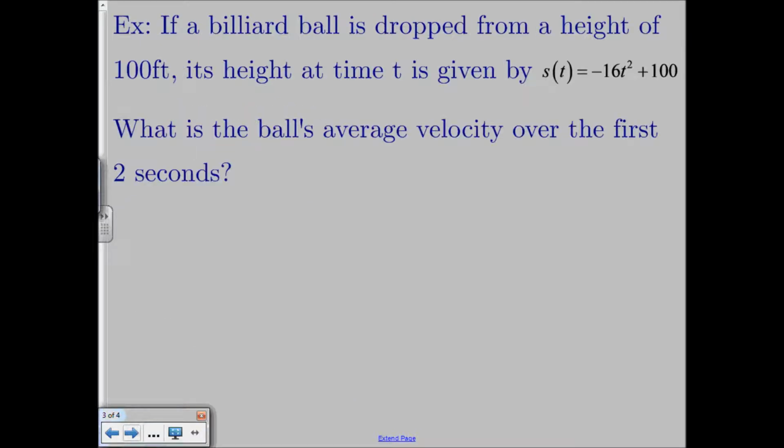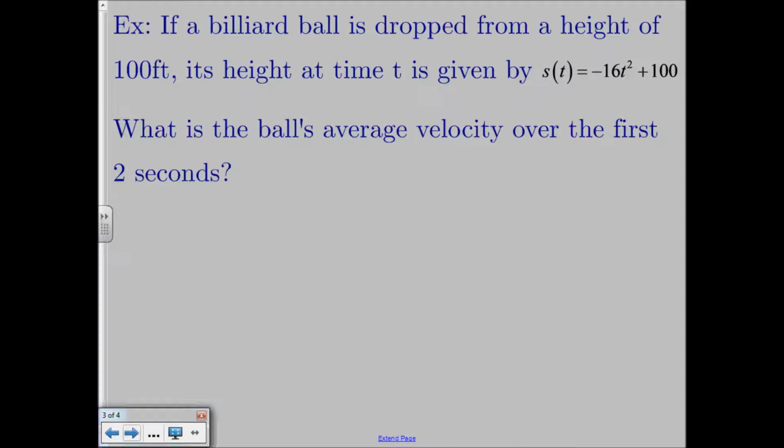So I've got two example problems for you today. The first one: if a billiard ball is dropped from a height of 100 feet, its height at time t is given by the position function s of t equals negative 16t squared plus 100. What is the ball's average velocity over the first 2 seconds?